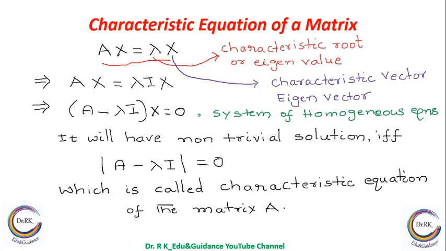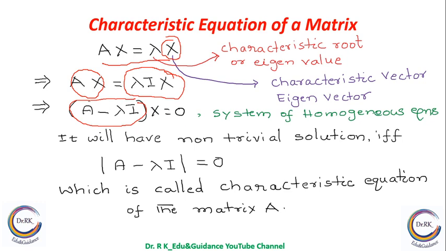So here, lambda x is a column vector, right? So without loss of generality, we can write this as lambda into I into x. So that is Ax equal to lambda Ix. Now, by taking x common, we can write this as (A minus lambda I) into x equal to 0. A minus lambda I into x equal to 0.